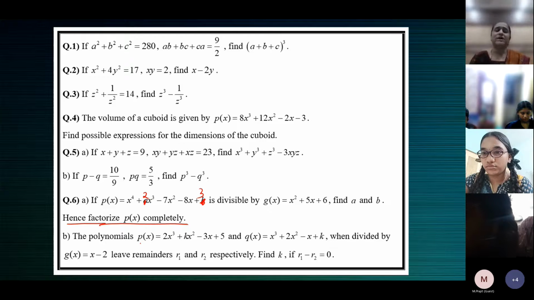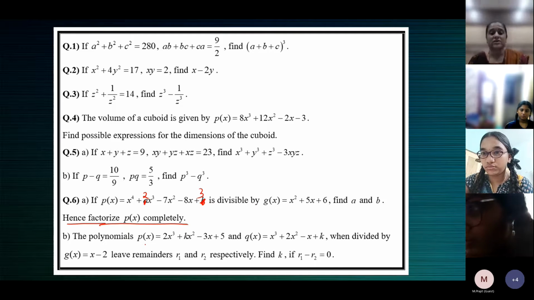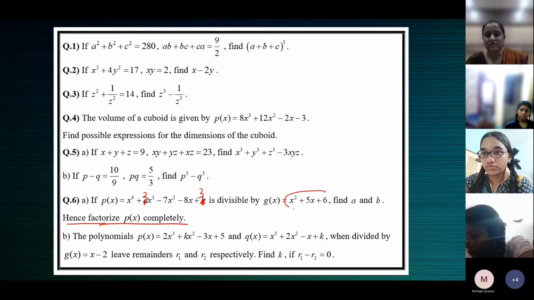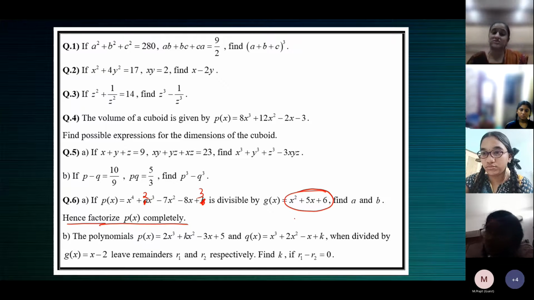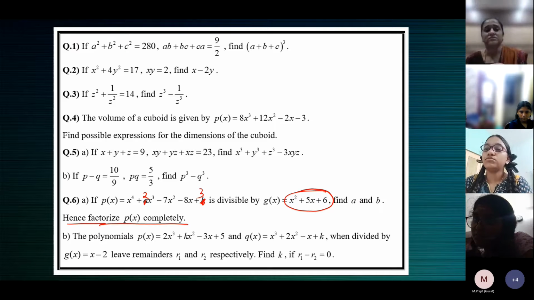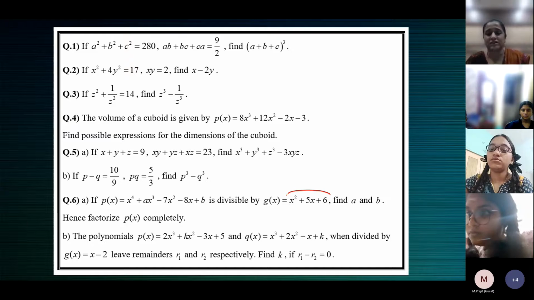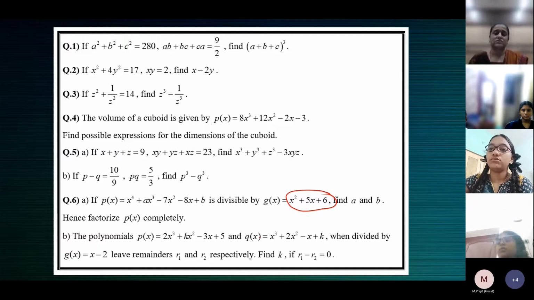Now p of x is a biquadratic polynomial. And to factorize it completely, we know that we have to do the long division method. To do the long division method, we need two factors. We already have them. See here, we have a quadratic factor. It's given in the question itself. Normally we have to find one linear factor, another linear factor, multiply these two factors, then find the quadratic factor. Now you don't have to do all that because in the question itself, we have the quadratic factor x squared plus 5x plus 6.